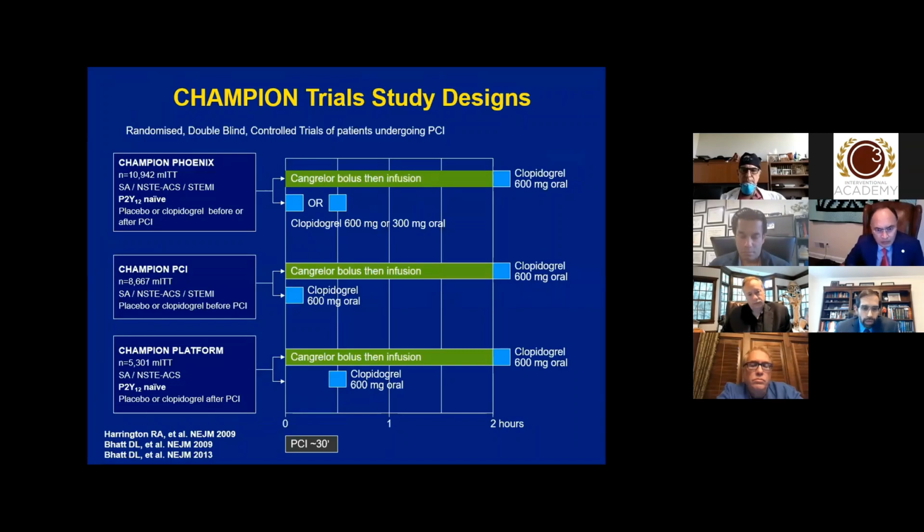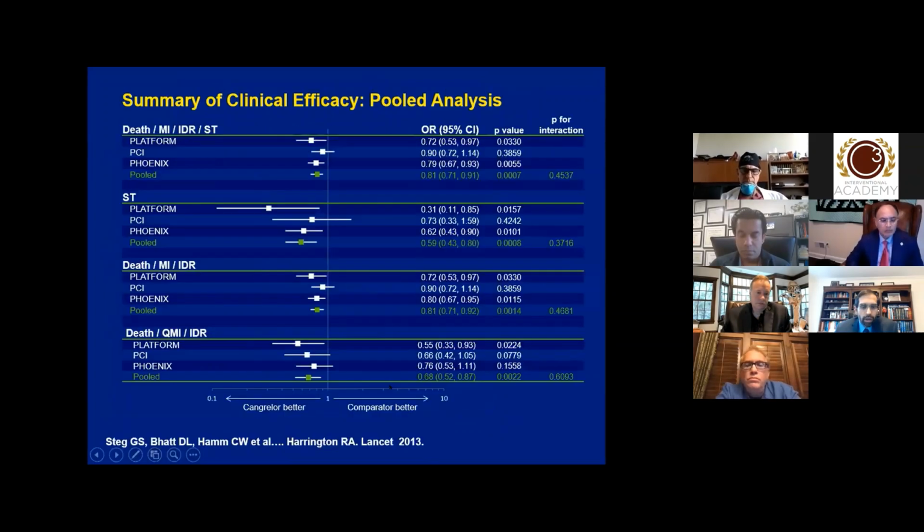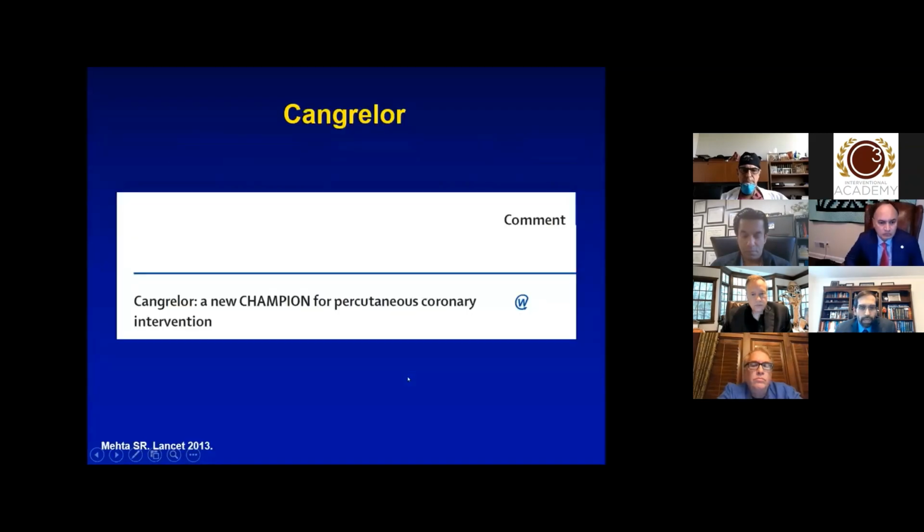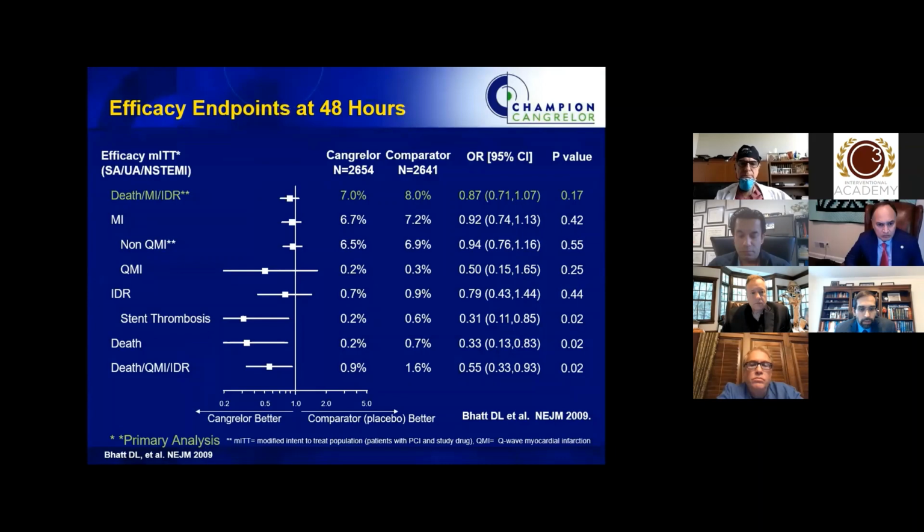The Champion program was much larger with 2 preceding trials as well, 25,000 patients in total, slight differences in design. Bottom line is shown in this meta-analysis published in the Lancet, really a consistent benefit. If you look at stent thrombosis as an endpoint, cut almost in half. If you look at hard endpoints at the bottom here, death, Q-wave MI, ischemia-driven revascularizations, blinded trial, cut by about a third. And in the accompanying editorial in the Lancet, Shamir Mehta commented that Kengreal was a new champion for percutaneous coronary intervention. I agree.